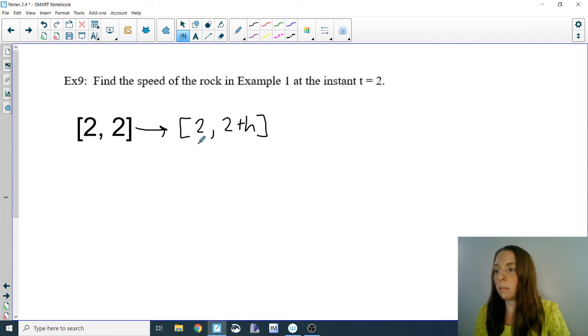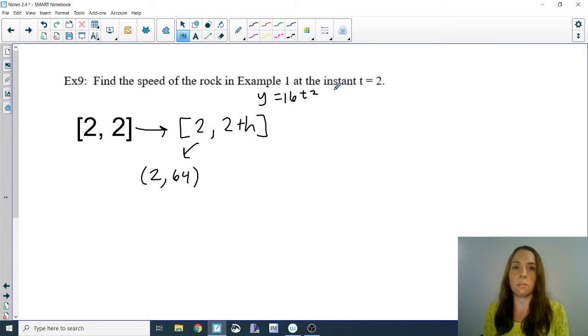We already know, because we did it numerous times, that this is the ordered pair (2, 64). Oh, I should probably note yet again that the function is y equals 16t squared here. We just keep using the same function at first because it's easy to see the development of something if you just stick with one function. Then we'll branch out to other functions, okay?